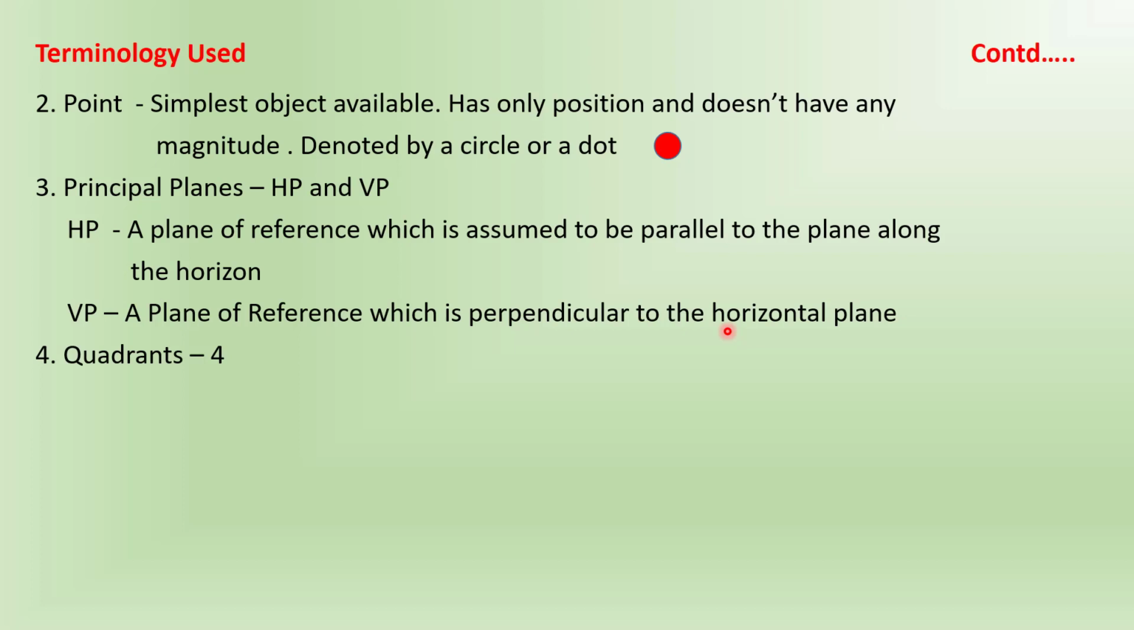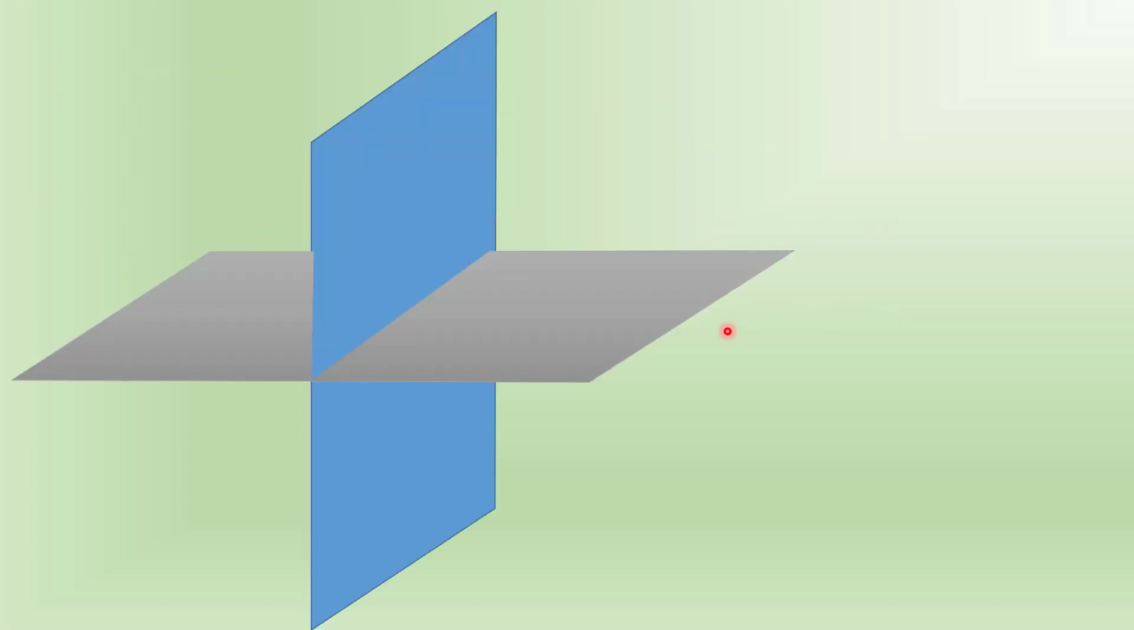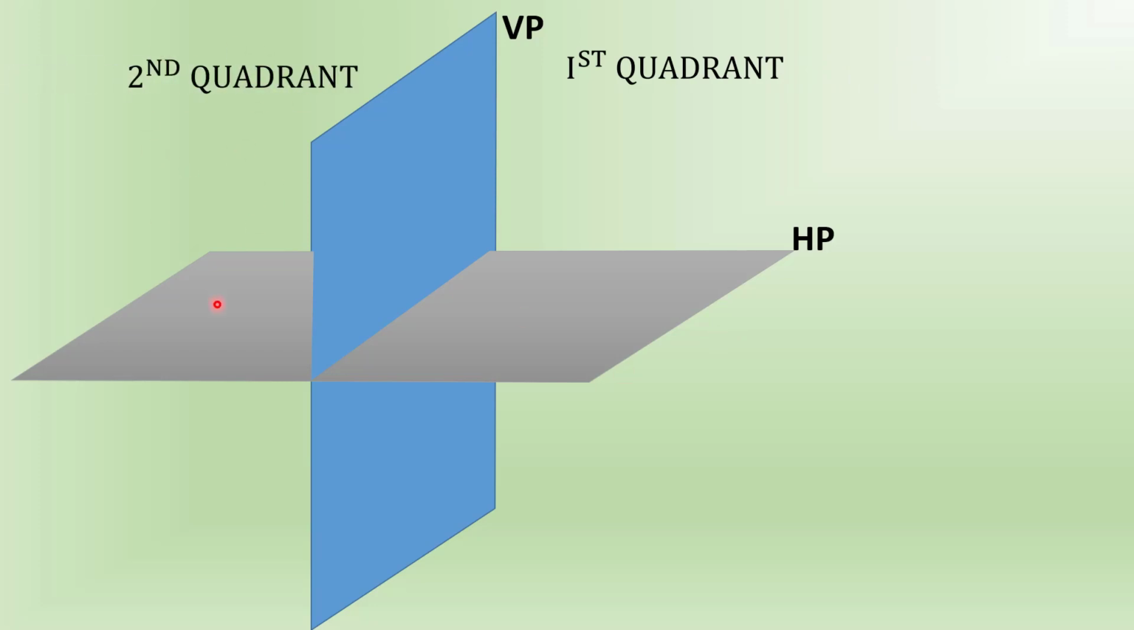Now, the next term is quadrant. For that, see, I have selected two planes here. One is known as the horizontal plane, and the other one is known as the vertical plane. Now, these two planes are placed in such a way that they divide the entire space into four quadrants. So this one is the first quadrant. This one is the second quadrant. This one denotes the third quadrant. The last one is the fourth quadrant.